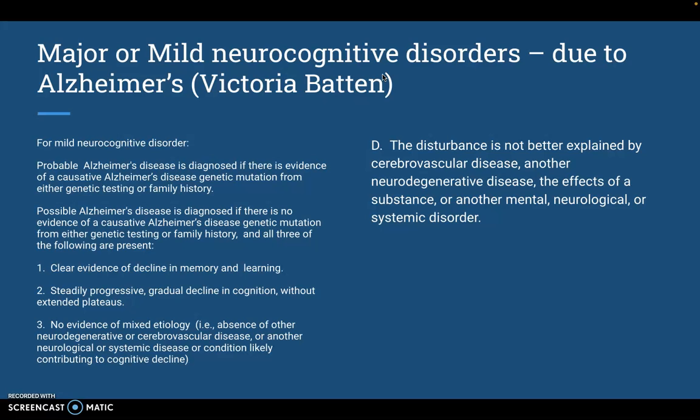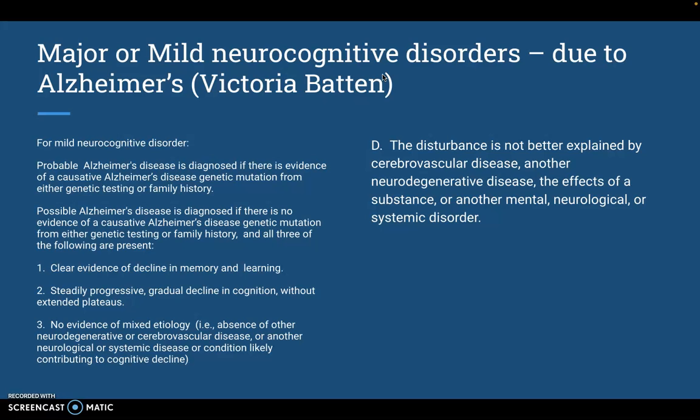For mild neurocognitive disorder, for C, again, probable Alzheimer's disease is diagnosed if there is evidence of a causative Alzheimer's disease genetic mutation from either genetic testing or family history. Possible Alzheimer's disease is diagnosed if there is no evidence of a causative Alzheimer's disease genetic mutation from either genetic testing or family history, and all 3 of the following are present.